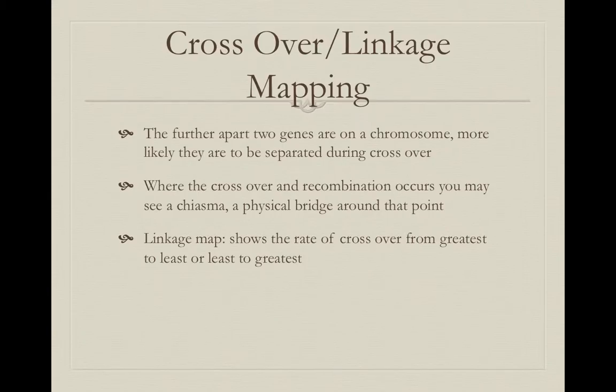So just a little bit on crossover and linkage mapping. Remember, crossover is when the genes are switched in between chromosomes. So the further apart two genes are on a chromosome, the more likely they are to be separated during crossover. If one gene is on one end of the chromosome and the other gene is on the other end, they are likely to be separated, but if they're right next to each other on the chromosome, they most likely will stay together.